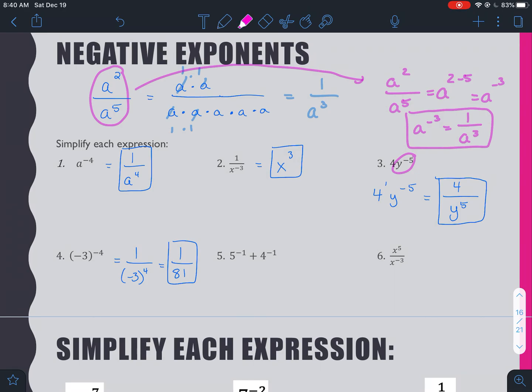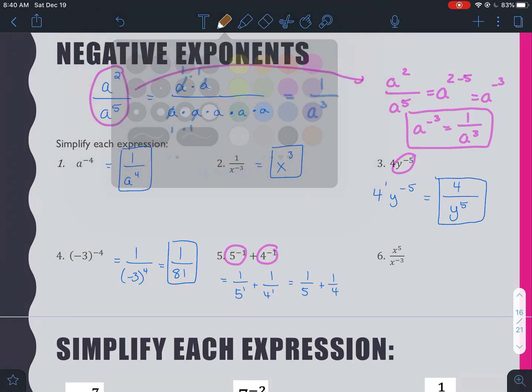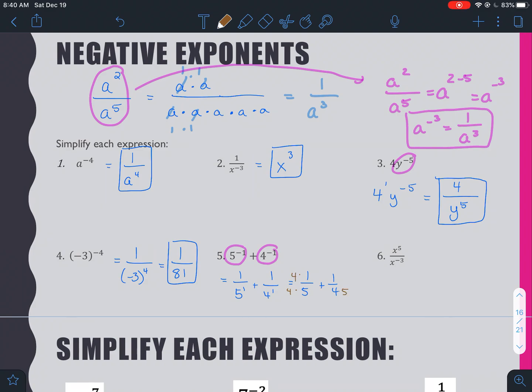Number 5, 5 to the negative 1 power plus 4 to the negative 1 power. We would have to rewrite each of these first. So this would be 1 over 5 to the 1st plus 1 over 4 to the 1st, which is 1/5 plus 1/4. And if you actually wanted to perform that operation, you would need a common denominator. So multiply by 4, multiply by 5 to get a common denominator of 20. So you would get 4 over 20 plus 5 over 20. So this expression would simplify all the way down to 9 over 20.